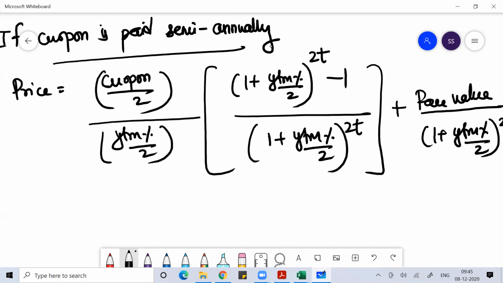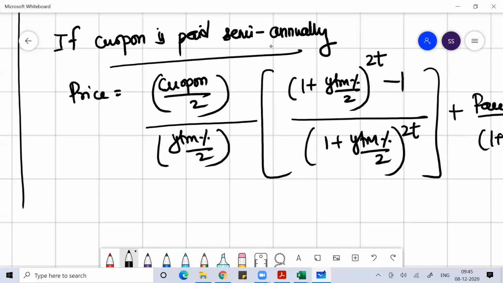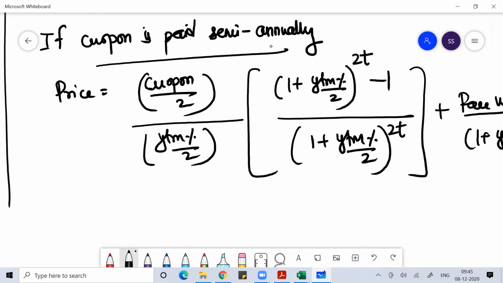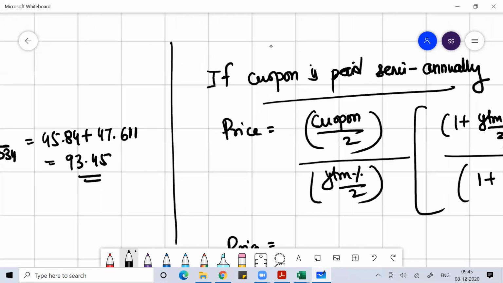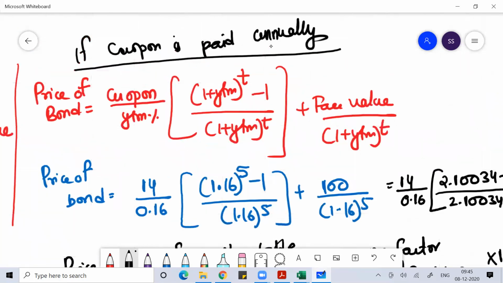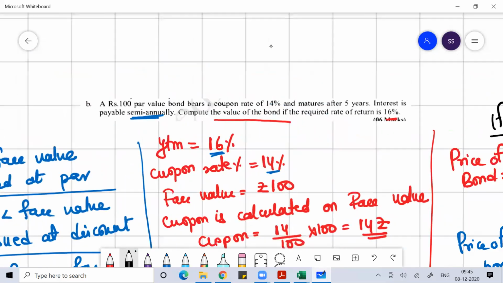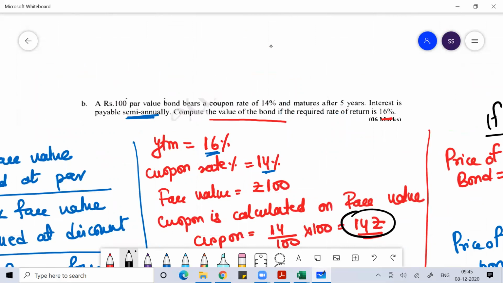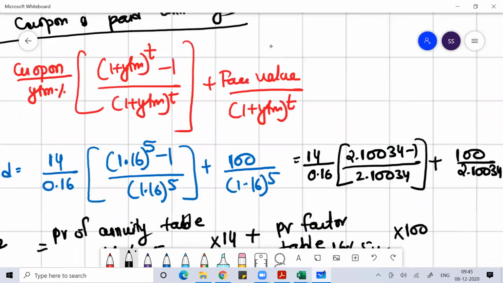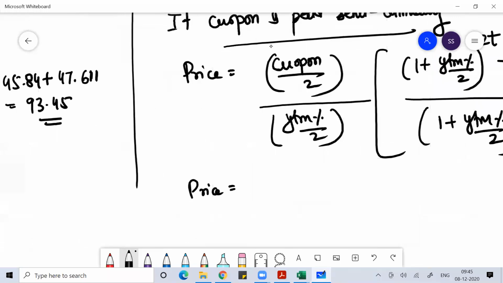So this is your formula, guys. If the coupon is paid semi-annually you divide by 2; if it is paid quarterly, then you divide by 4 and the power is 4. So the price: coupon is 14 rupees. Divide by 2, it becomes 7 rupees.